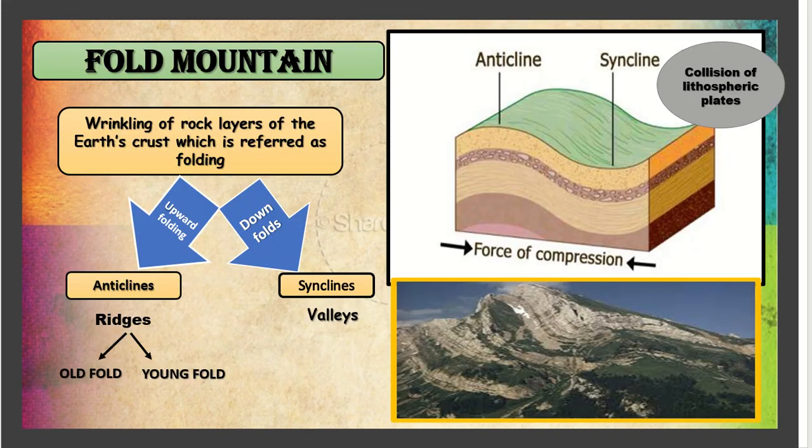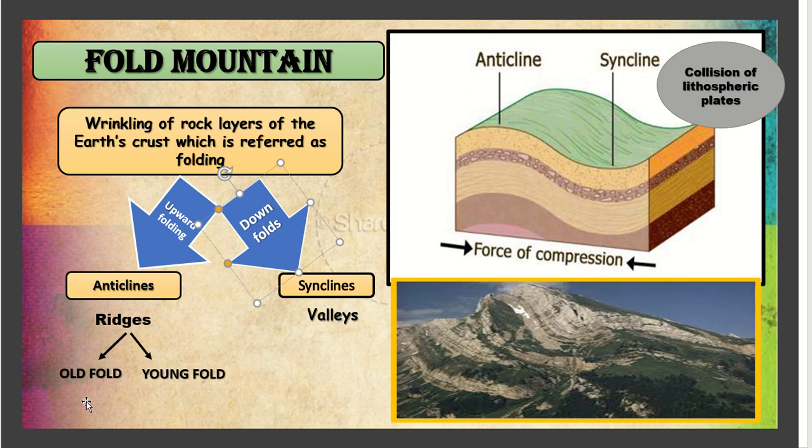Now in detail about fold mountain. When the fold mountain is formed, it may be anticlines or synclines. Anticline is nothing but upward movement, upward folding, and syncline is downward folding. So what is folding? It is wrinkling of rock layers of the earth's crust, which is referred to as folding basically. It's of two types: anticlines, also known as ridges; synclines, also known as valleys. Okay, anticline and syncline are shown here.